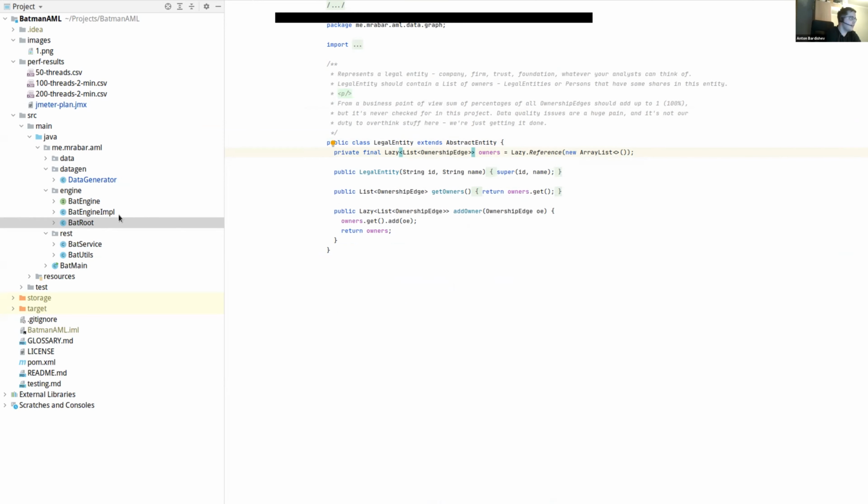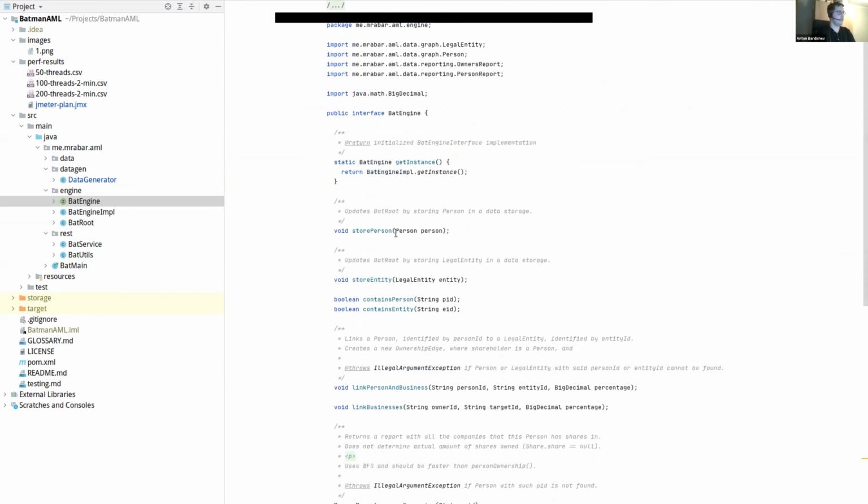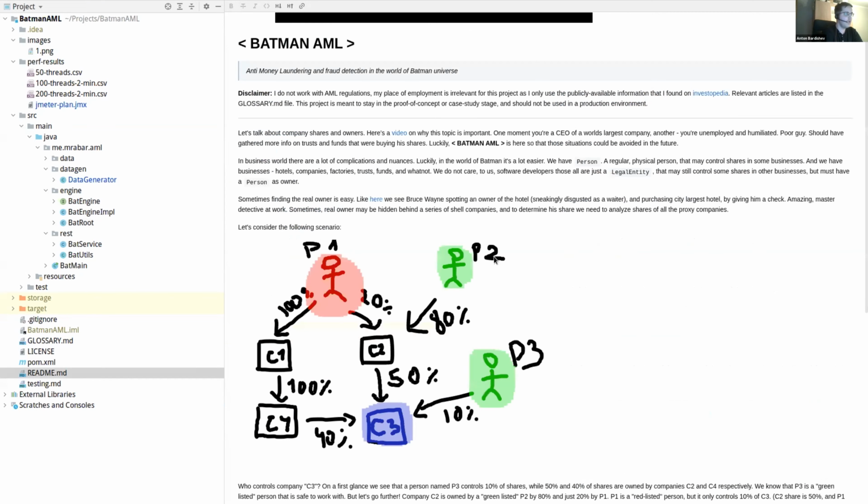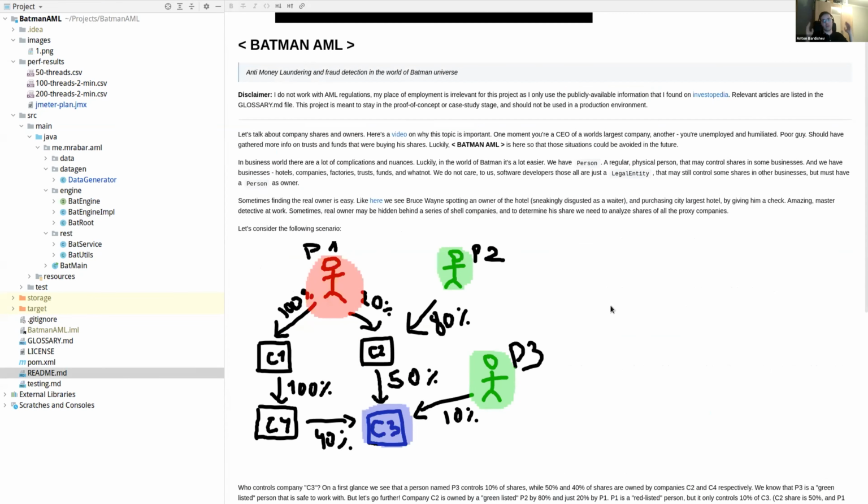Okay, and the idea of how we are going to check who owns what is pretty straightforward. I had no time to invent. I had no time to think. So basically, I perform a depth-first search. It's the only thing I remember from university.